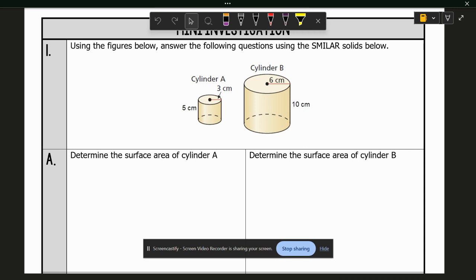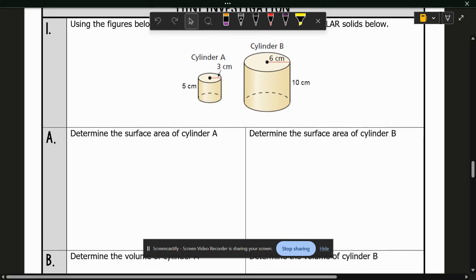First off, if we want to compare the cylinders that are below and determine if they're similar in size, we've got to find their surface area. So each individual surface area. The formula for surface area is surface area is equal to 2 pi r squared plus 2 pi r h.